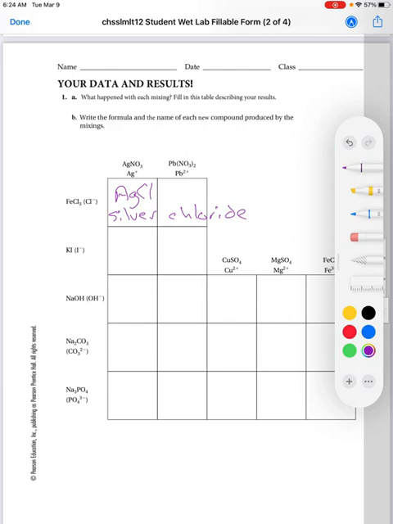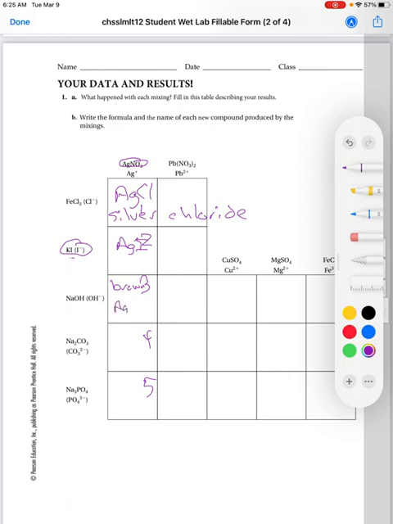Going top to bottom, we have an off-white precipitate in box number 1. We'll just number top to bottom: 1, 2, 3, 4, 5. In the second one down, it's called a light yellow precipitate when we react silver nitrate with potassium iodide, and we make silver iodide, or AgI. The next one down is a brown precipitate, and it would be silver hydroxide, AgOH.